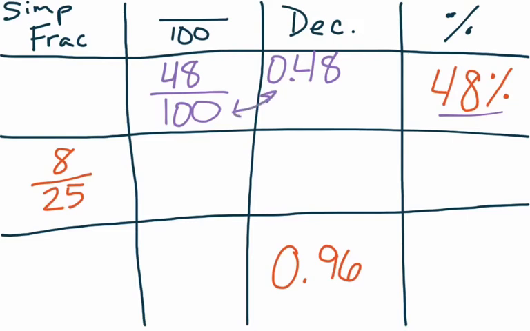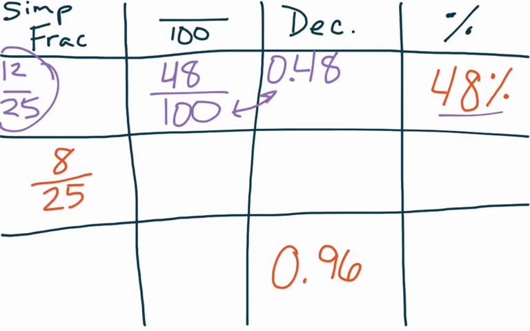And last but not least, I need to simplify. I know that I can divide 48 and 100 both by 4, so that might be where I start. 48 divided by 4 is 12. 100 divided by 4 is 25. I'm not going to be able to simplify that any further. That is my simplified fraction.